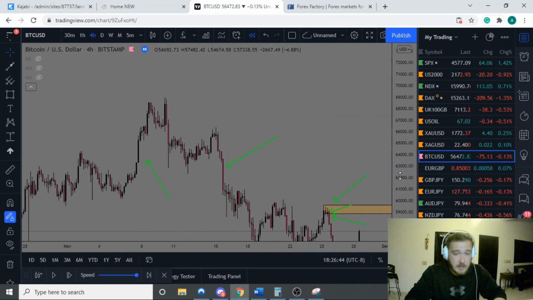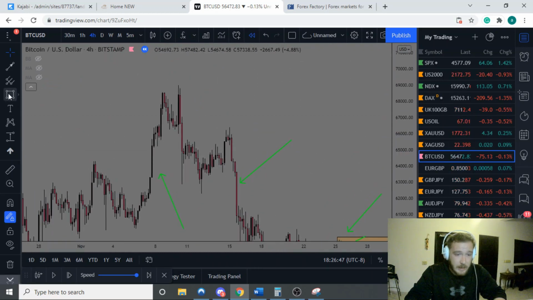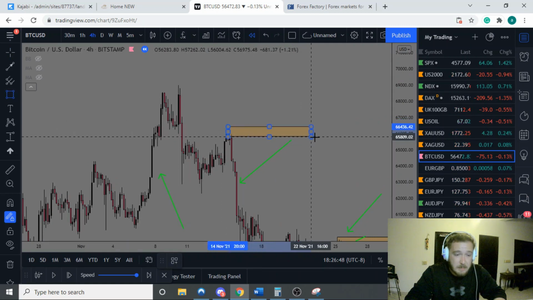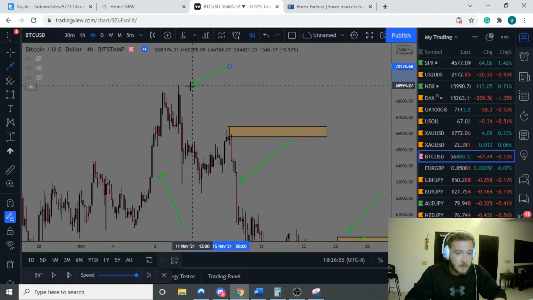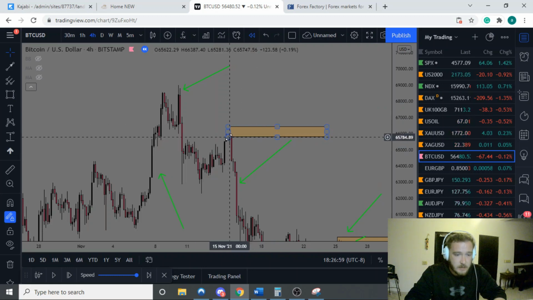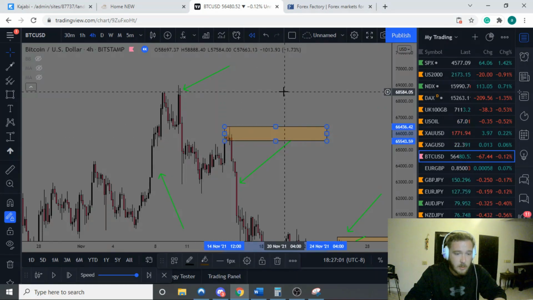Now some people might actually just take the wicks. I sometimes do that, but I'm not really a big fan of doing that type of stuff. Only in certain scenarios, say for example here. We'll talk about that in a minute. But if we're going to draw out this supply zone, I'm going to take the meat of the orders.